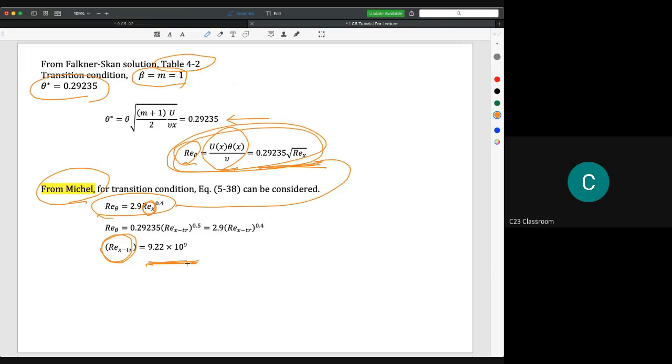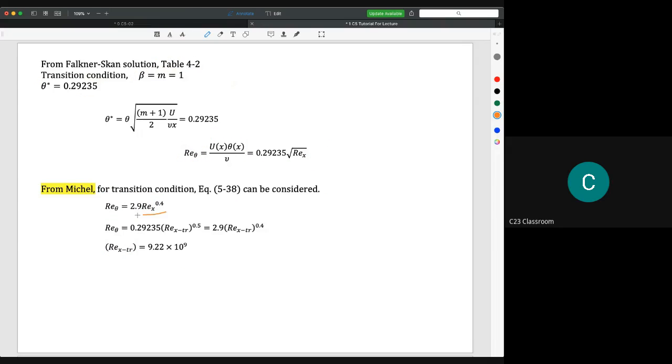Okay, so that's why in this course we try to use a few equations to compare their results and make our analysis. Because as I said, it depends on your object, maybe the surface roughness, and other parameters in your experiment or in your actual situation. So for Michel, he proposed this kind of equation.